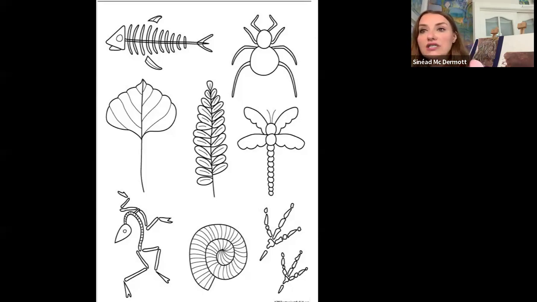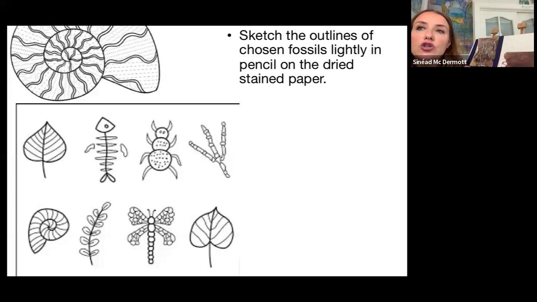And then you draw these images on top with a pencil, okay? So you can see that there's fish bones, there's a spider, there's some natural forms, and then you've got a little dancing dinosaur at the bottom, a spiral fossil shell type shape, and then there's a dinosaur's almost like fingers or claws. So you can sketch the outlines of the chosen fossils lightly in pencil on the dried stained paper. There's some more images for you. And, you know, really let the children go to town with the patterns as well.